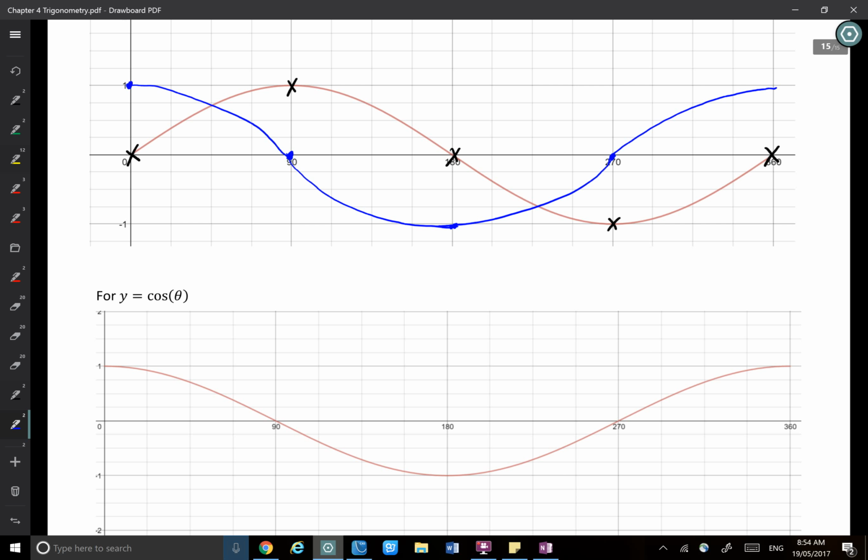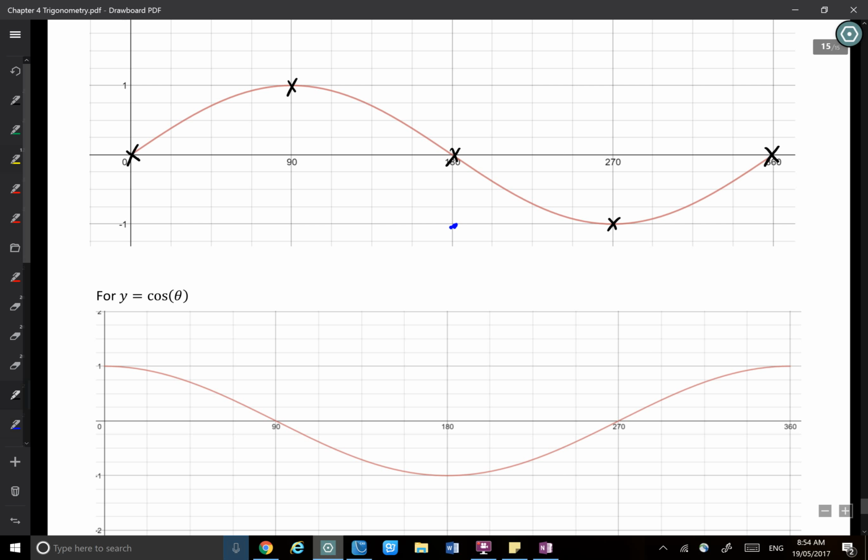So the difference between the sine graph and the cosine graph is just a movement of 90 degrees to the left or to the right. If sine wants to become cosine, move left by 90 degrees. If cosine wants to become sine, just move right by 90 degrees. That's the shape of the graph. Still, you need to remember those key points. That's the really basic single sine and cosine graph.